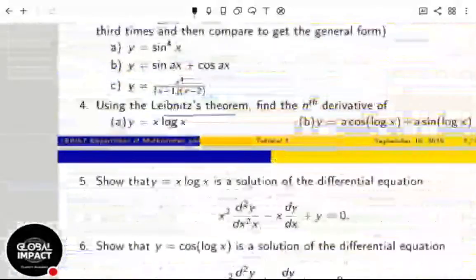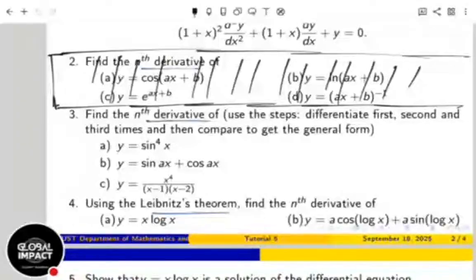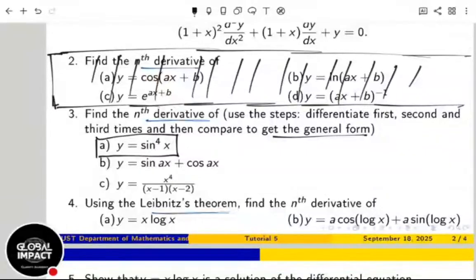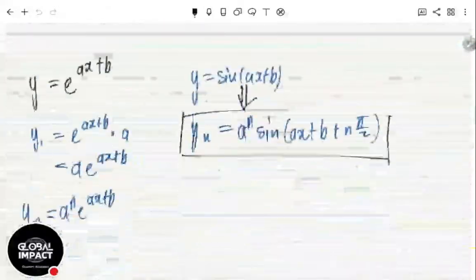Now let's see here. Find the nth derivative and then compare. You have been given y is sine to the power of 4 of x, and you want to find the nth derivative. We know how to find the nth derivative of sine of something, but it should not be squared or to the power of something, so I should be able to change it to multiples of x. Right, let's go ahead and not do the practical questions.